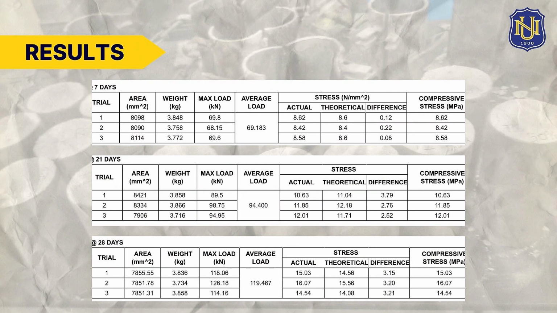Based on the results gathered from the experiment, we were able to determine the compressive strength of the concrete samples at 7 days, 21 days, and 28 days of curing. At 7 days, the average compressive stress obtained was 8.54 megapascals or MPa. At 21 days, the average compressive stress increased to 11.50 MPa. Finally, at 28 days, the average compressive stress reached 15.21 MPa.